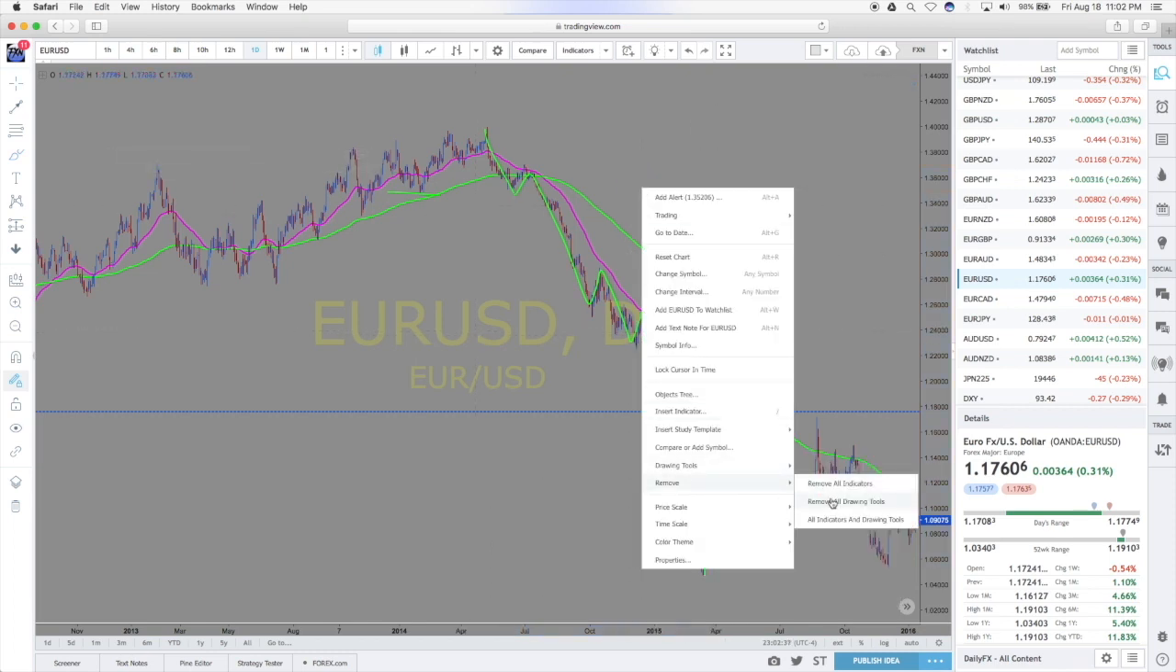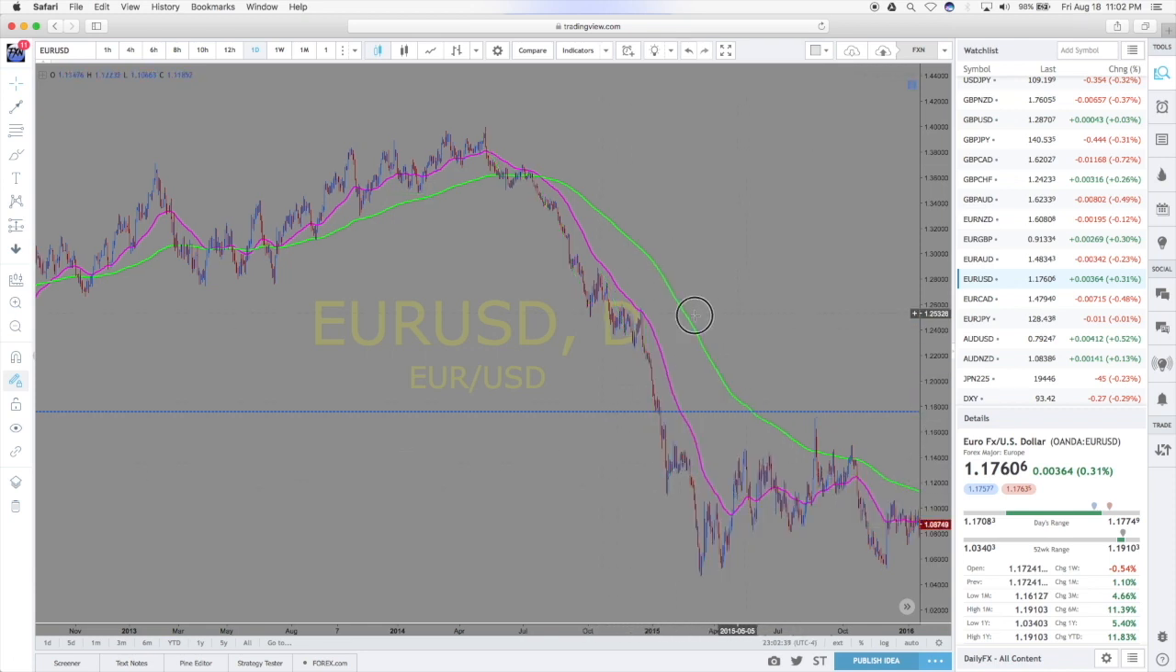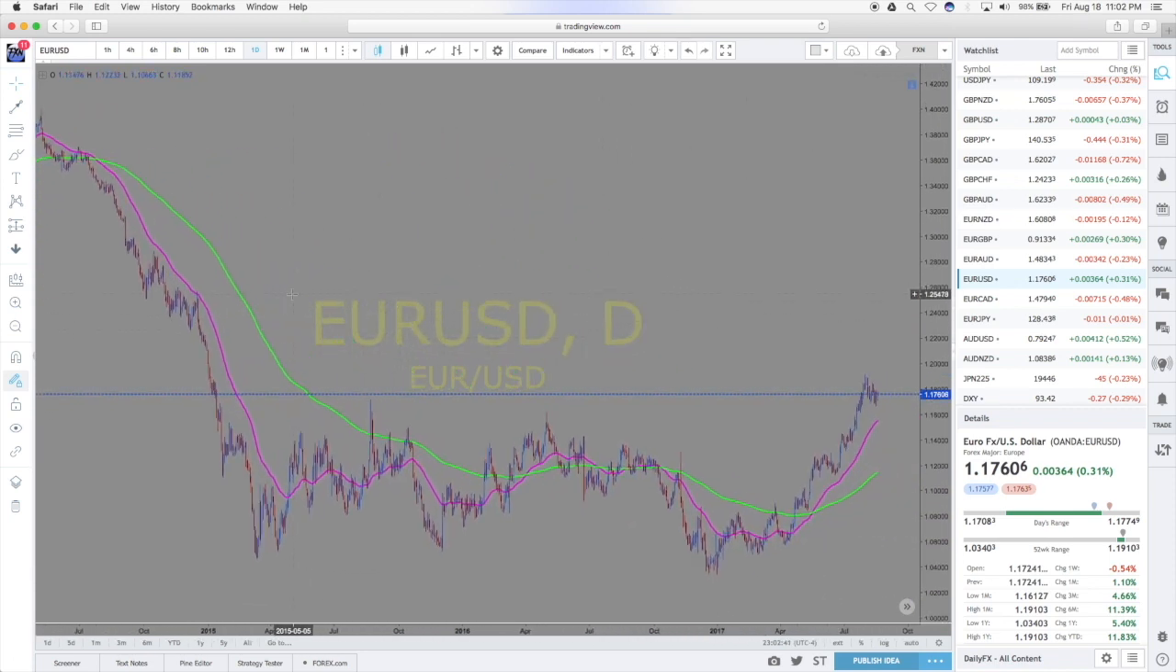Okay? So that's how you know when you're in an uptrend, and that's how you know when you're in a downtrend. Okay? We look to identify higher highs, higher lows, and then the lower highs, lower lows. All right?